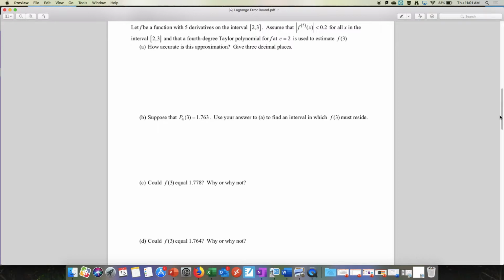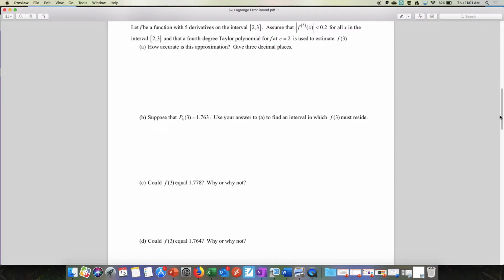Because Richard was responsive. Okay, let f be a function with 5 derivatives on the interval 2 to 3. The fifth derivative of f is always less than 0.2. The fourth degree Taylor polynomial for f, centered at c, is going to be used to approximate f of 3.